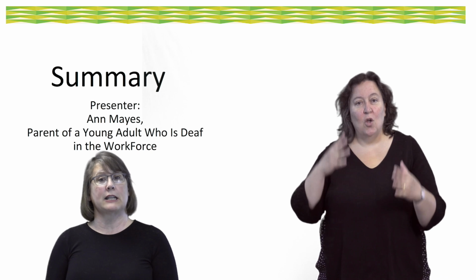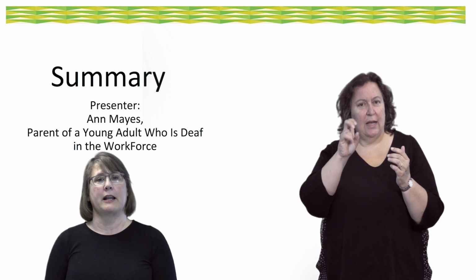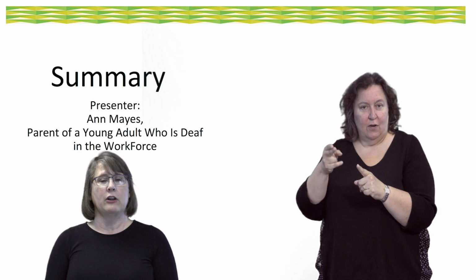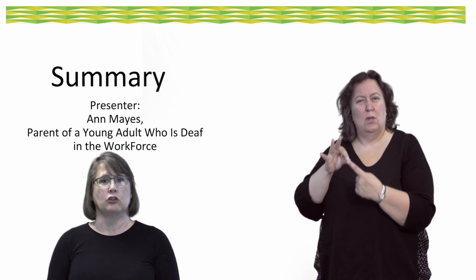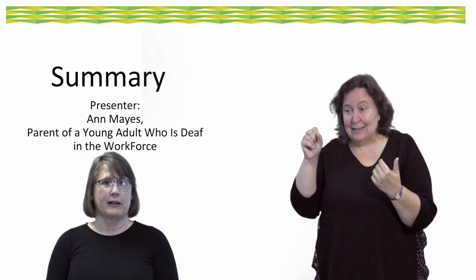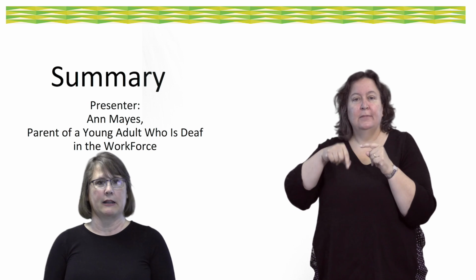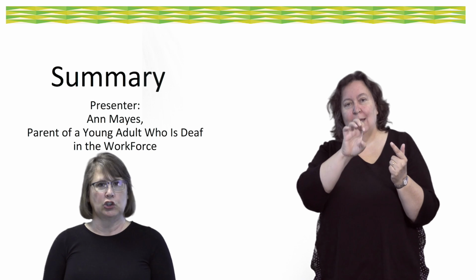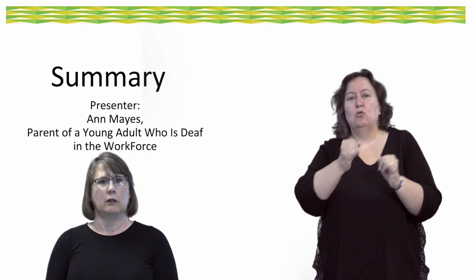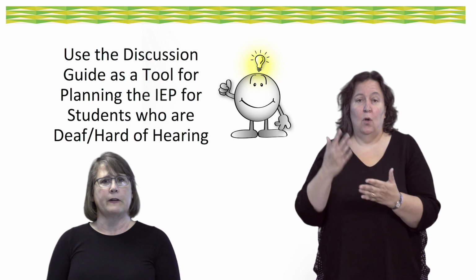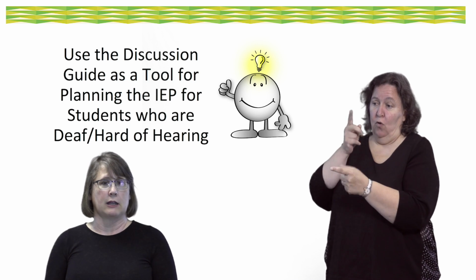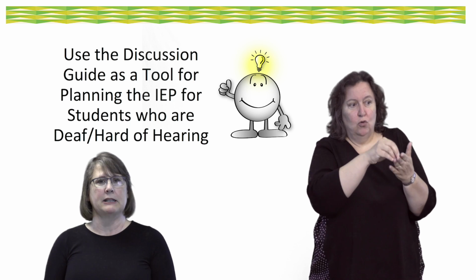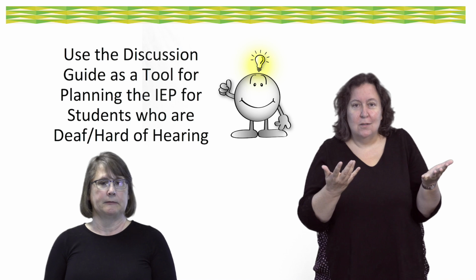We hope you find the discussion guide to be helpful when planning an IEP for a student who is deaf or hard of hearing. Deaf and hard of hearing students have unique challenges because access, or lack of access, is not something that can be seen. Each student is unique. Each student is an individual. What works for a hard of hearing student with a moderate hearing loss in both ears may not work for another student with the same type and degree of hearing loss.